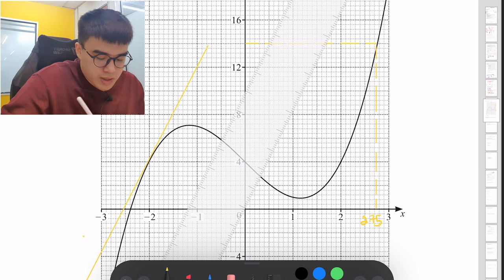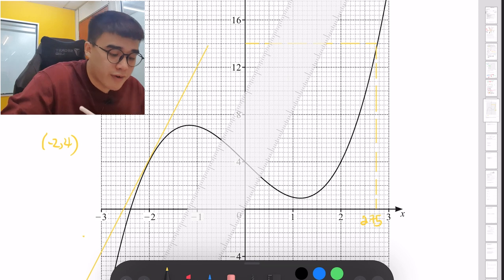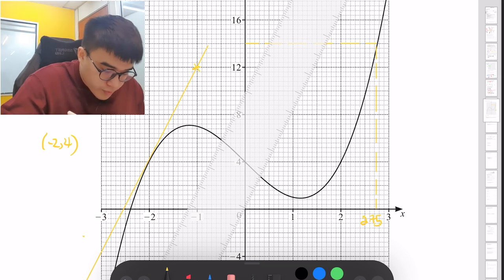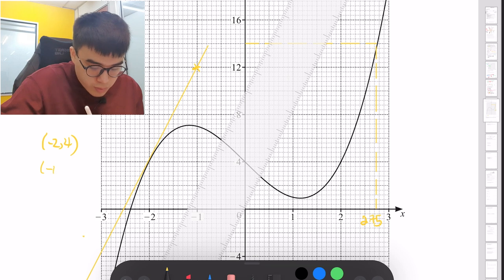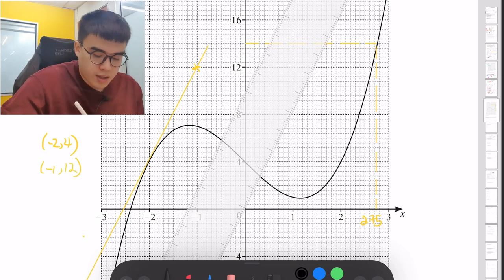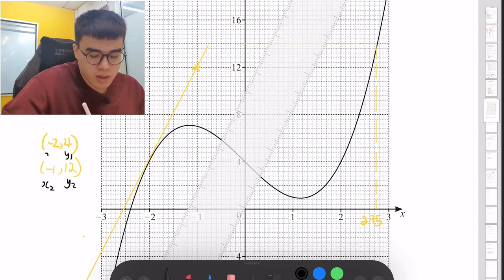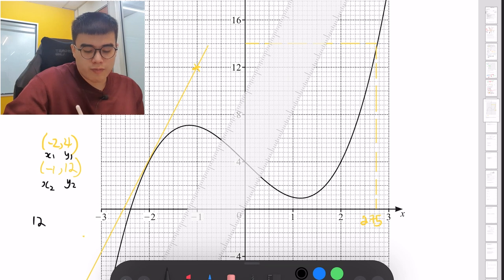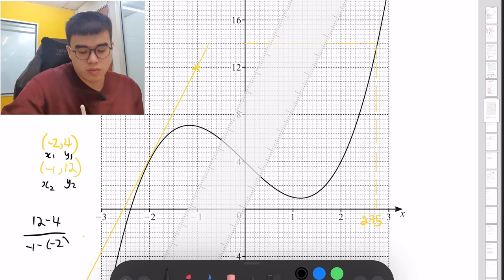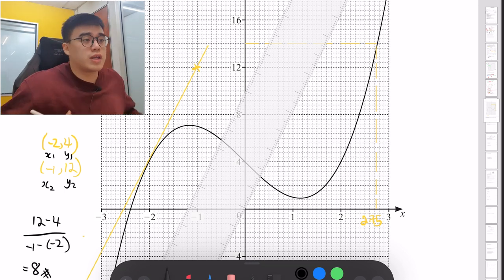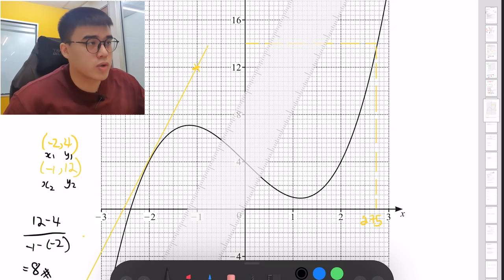Then I'll be using this negative 2, 4 alongside one of the other points that I've identified, which is the whole number over here, which is negative 1, 12. So to make it clearer for you, I'll be setting this as y2, x2, y1, x1. So the gradient goes by 12 minus 4 divided by negative 1 minus negative 2. So this will help me to get the result as 8. So I'll get my gradient as 8 for this particular question.